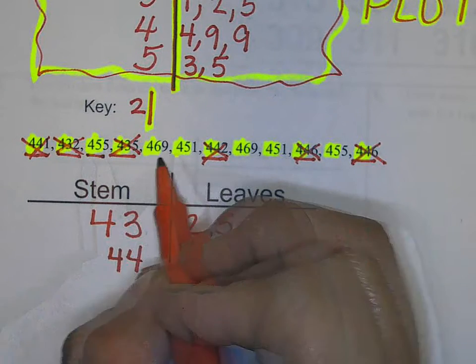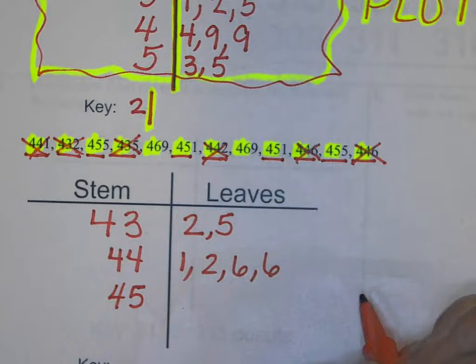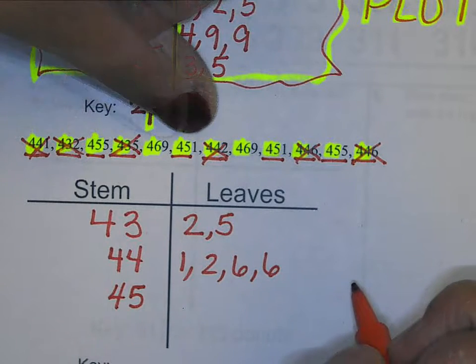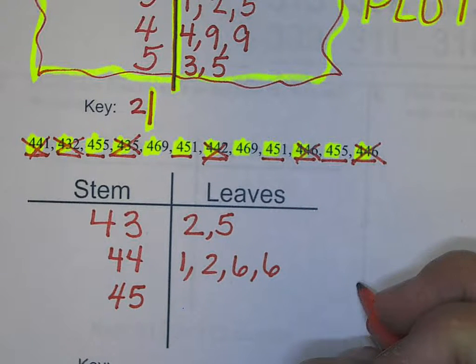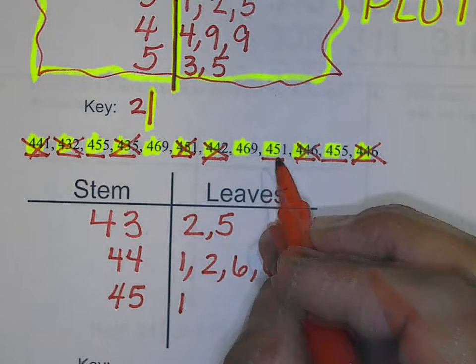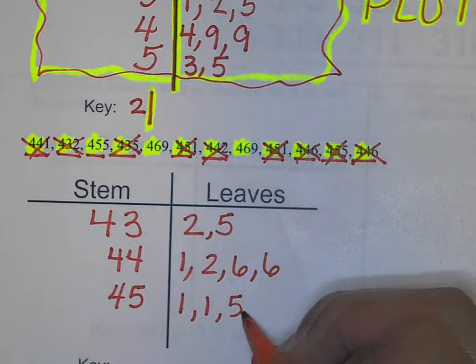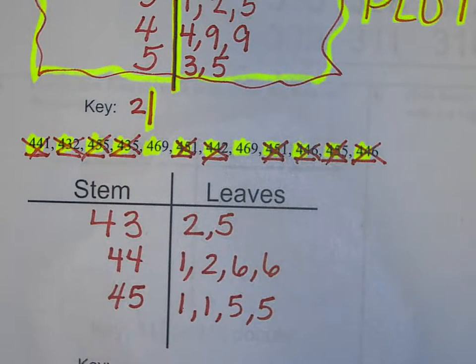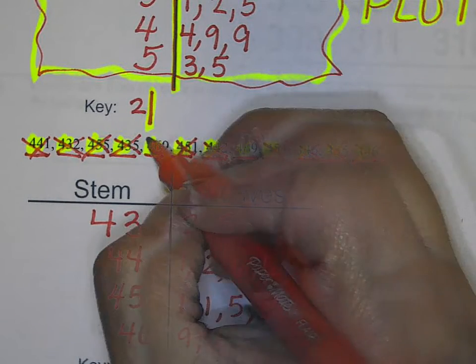What am I working with? 45, 45, 45, and 45. So I have 45 with a 5, 45 with a 1, 45 with a 1, 45 with a 5. What comes first? 45 with a 1. Then 45 with another 1. Very good. Okay, and my last two are 469, 469. They're both the same, so 46 with 9, and then 9 again.